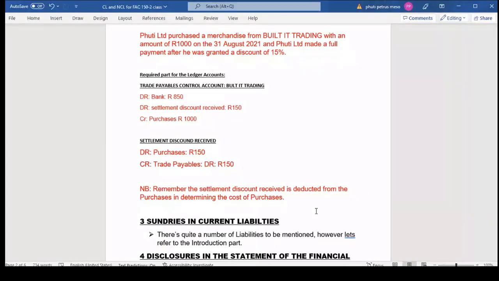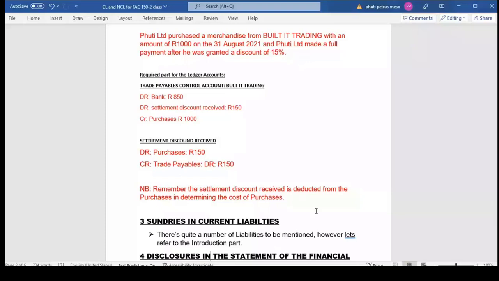Let's look at the required part, the ledger accounts. We just have to do the ledger accounts. Trade payables control account, Belgian Trading. You debit bank, and then you debit the settlement discount received of 150 rand, and then you credit purchases. If you look at this, the bank amount of 850 and the settlement discount received of 150 rand match the purchases amount of 1,000 rand. The big issue is, where does this 150 come from? If you take 1,000 multiplied by 15%, it gives you the settlement discount received of 150 rand.